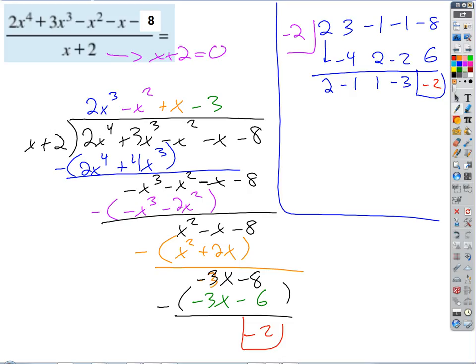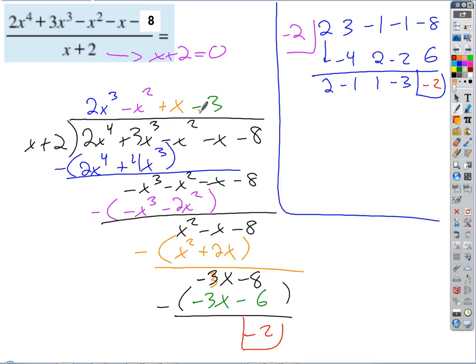Where do you see them? Yeah, so the negative 2 works out to be the remainder, doesn't it? But what about the 2, negative 1, 1, and negative 3? Do those numbers look familiar in my last answer? What are they? The coefficients. Yeah, look at that. There they are, 2, negative 1, 1, and negative 3. How would you know which exponent goes with which?